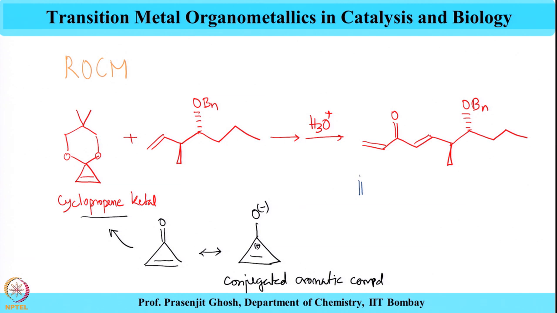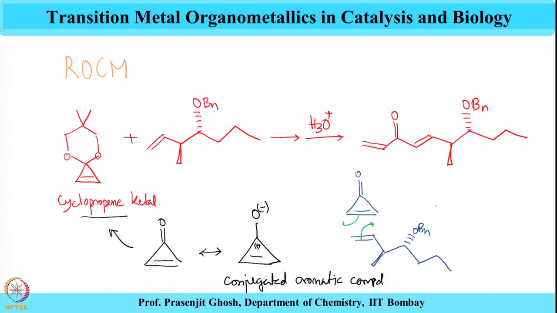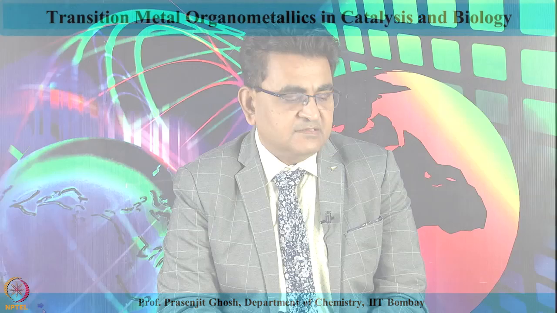Now, as far as this ROCM cross metathesis reaction goes, one can envision the reaction between the two olefinic substrates, leading to the formation of the desired compound. Proceeding further, we are going to take a look at another example of ring opening cross metathesis reaction.